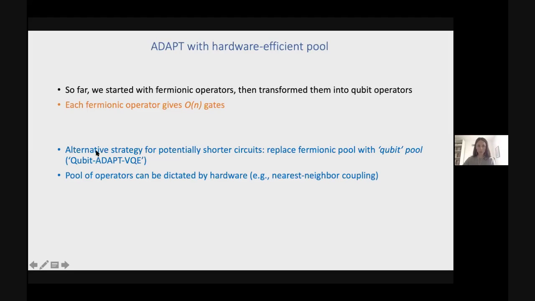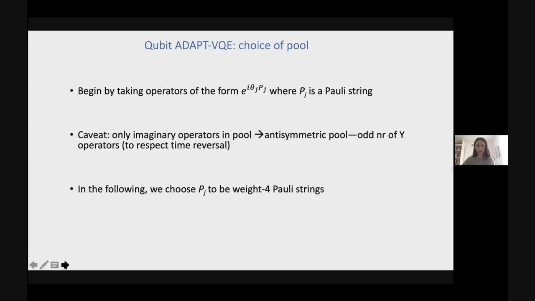So now we're changing the type of pool we have. I'm using a qubit pool, which means I'm not taking any inspiration from the fermionic side. I'm just using a pool of operators that's reasonable on the hardware, and specifically using this type of operators where P is a Pauli string, and we restricted it up to 4 Paulis in the string.